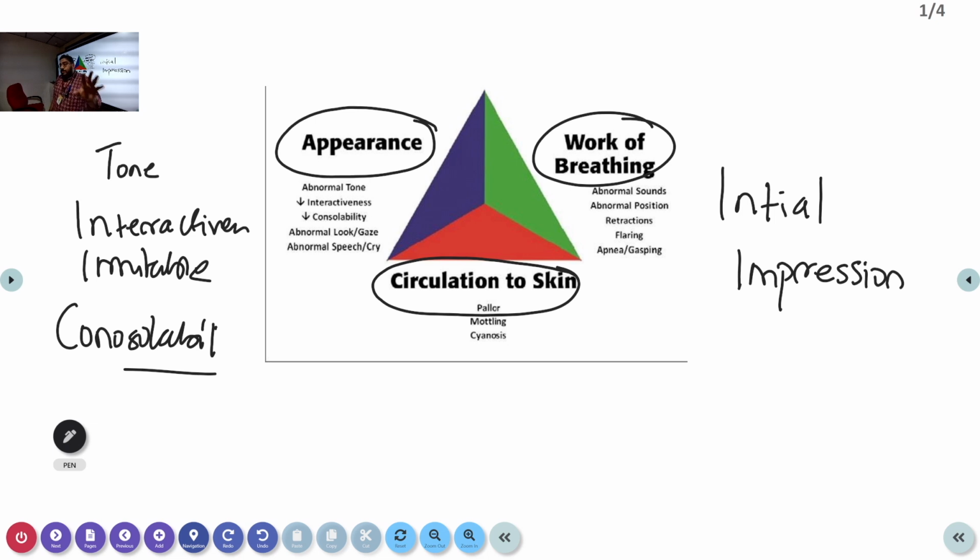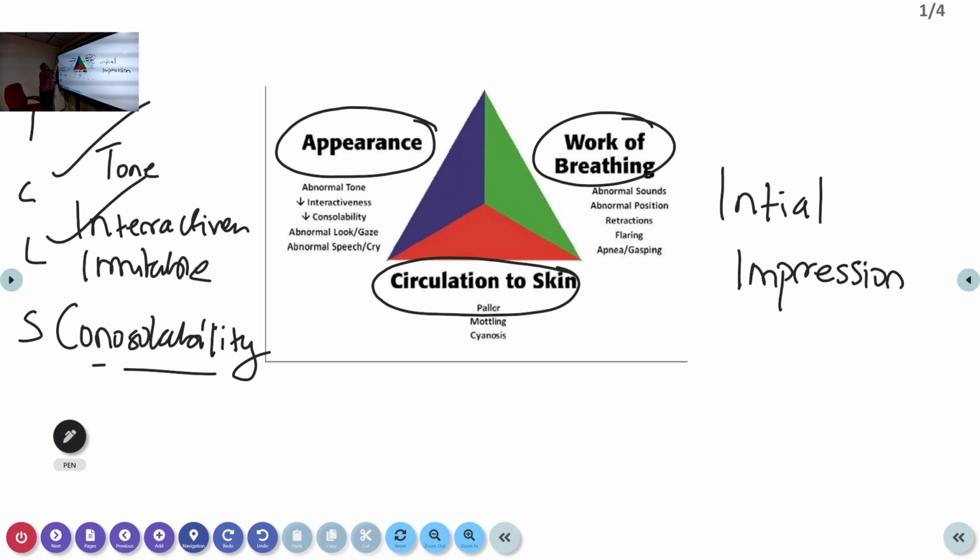Okay, the child is stopping the crying, all those things you have to do. So consolability is the next thing that you need to look for, whether the child is consolable or not. So in appearance, the first things to look for are the tone of the child, interactiveness and irritability of the child, and consolability. The next thing you have to look for, you can remember with a mnemonic, TICLS.